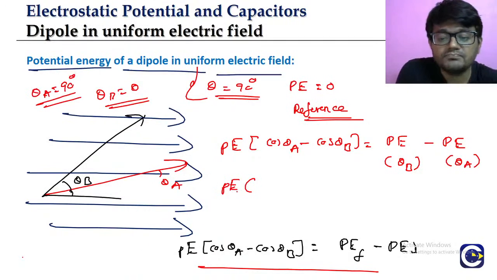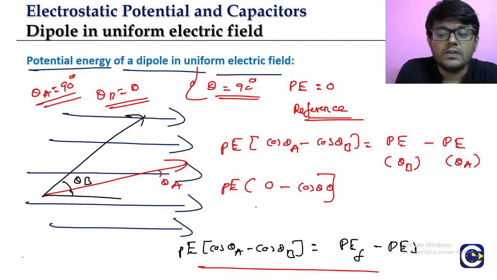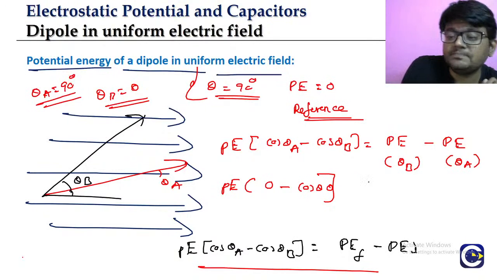P into E. Here P is the dipole moment, E means electric field. Cos theta A: theta A is 90, so cos 90 is 0. Minus, theta B is a general angle. So 0 minus cos theta is equal to what?